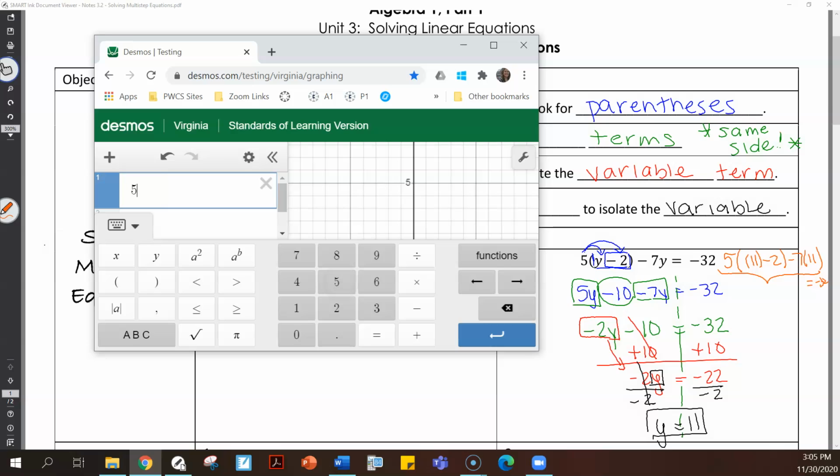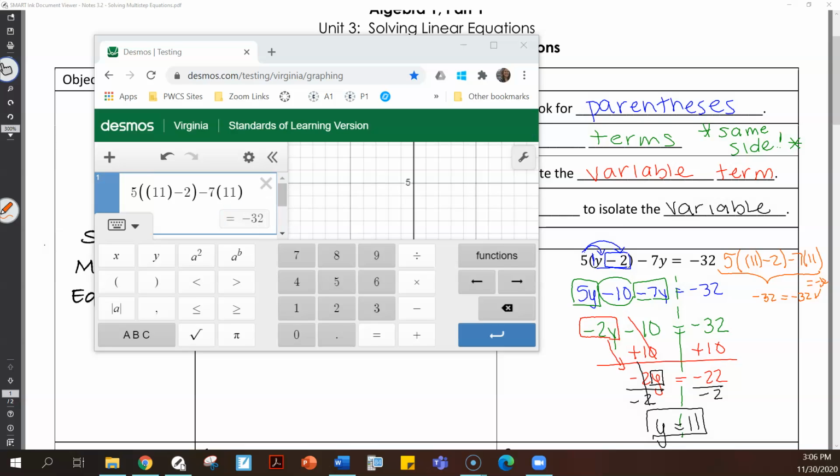So I've got 5, a parentheses that's already there. My y is 11. I want to make sure I put parentheses around that. Minus 2, close parentheses. Minus 7y. Y is 11. I want to make sure I use parentheses. And that does equal negative 32. So I found that negative 32 equals negative 32, which is great. Okay, it may take a little bit of time, but it's important that you're checking your answers as you go.